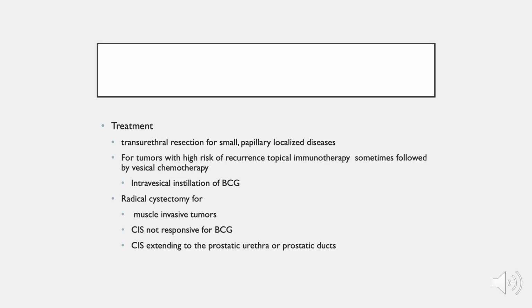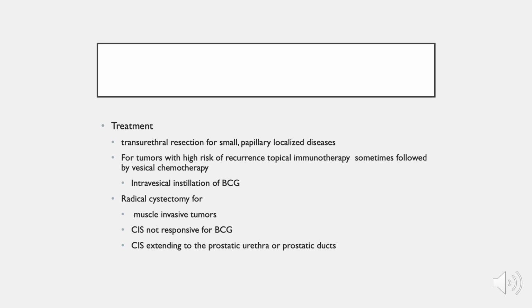Treatment of urinary bladder cancer depends on the stage and the grade. For example, small papillary localized diseases are treated with resection. More high-risk tumors are treated with immunotherapy, followed by chemotherapy. This includes intravesical instillation of BCG. BCG will induce granulomatous inflammation, which will help in killing the tumor cells.